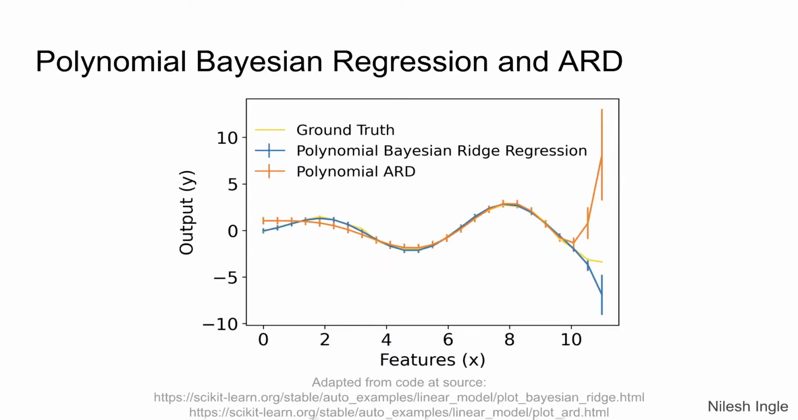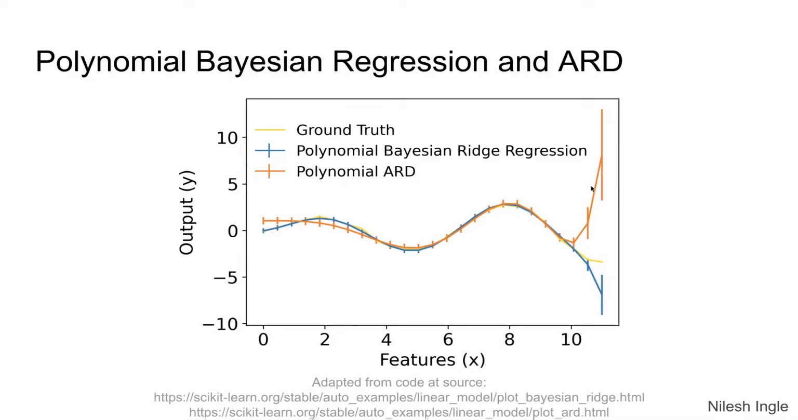Now, this is a plot that shows the fit for both the Bayesian Ridge and the automatic relevance determination. The original data, the ground truth, is shown by the yellow line that's hiding behind these two curves. The orange line is the ARD, and the blue line is the Bayesian Ridge regression. As you can see, they do a pretty good job for fit up to this point.